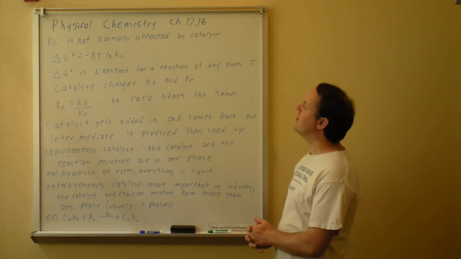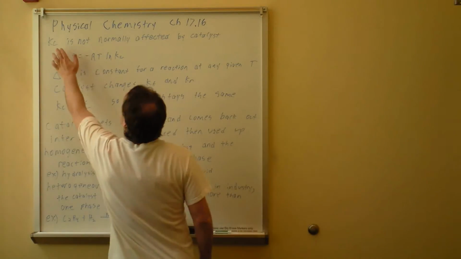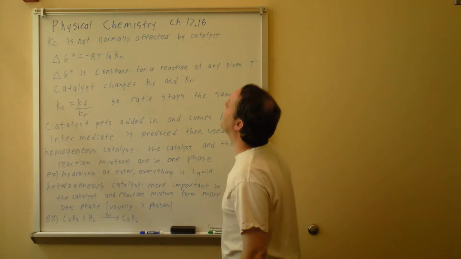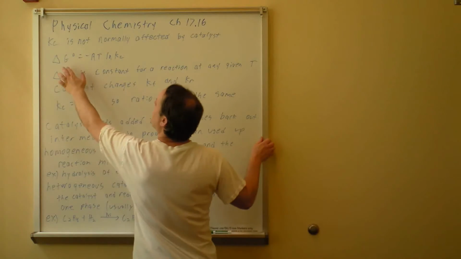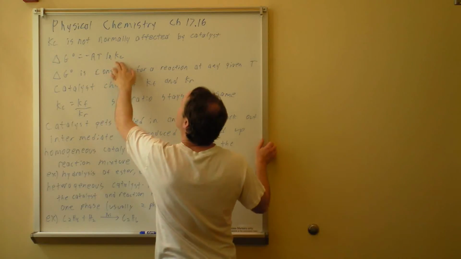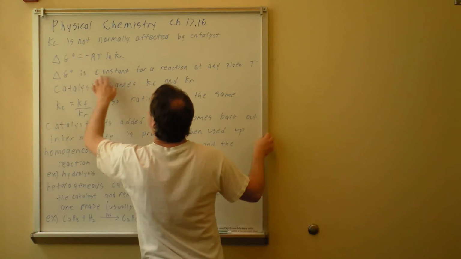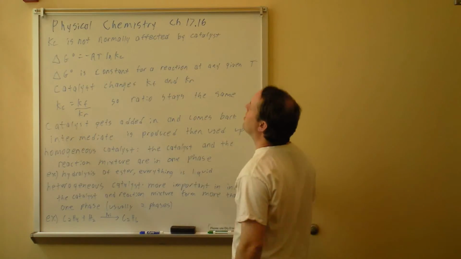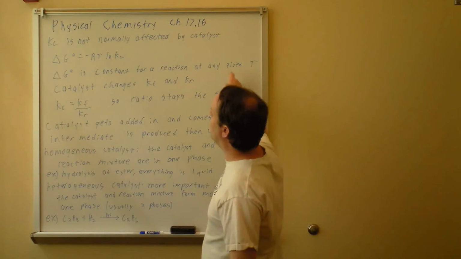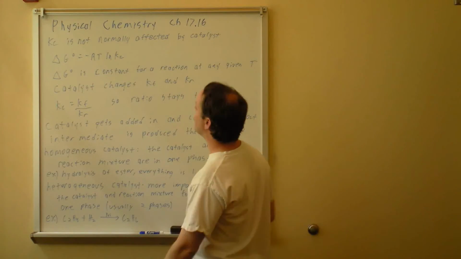Continuing on physical chemistry, chapter 17, section 16. Now remember the equilibrium constant, Kc, is not normally affected by a catalyst. Think of the formula we learned before: delta G naught for a reaction is equal to minus RT natural log of Kc. Now we know that delta G naught is constant for any reaction as long as we're at a certain temperature. So if this is constant, and this is constant, this must be constant too.